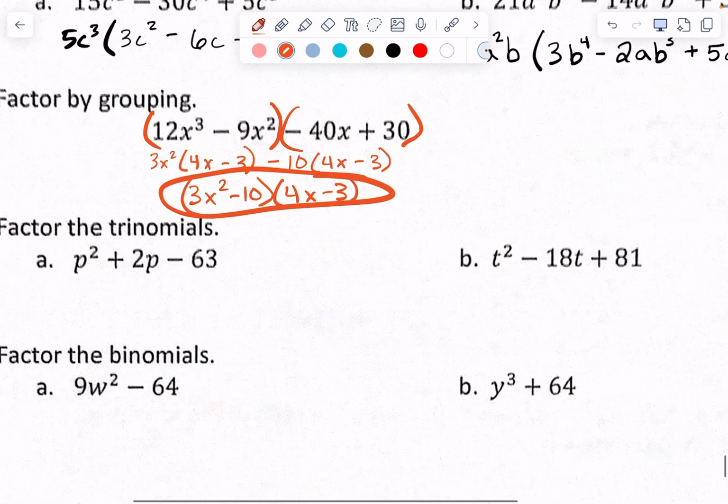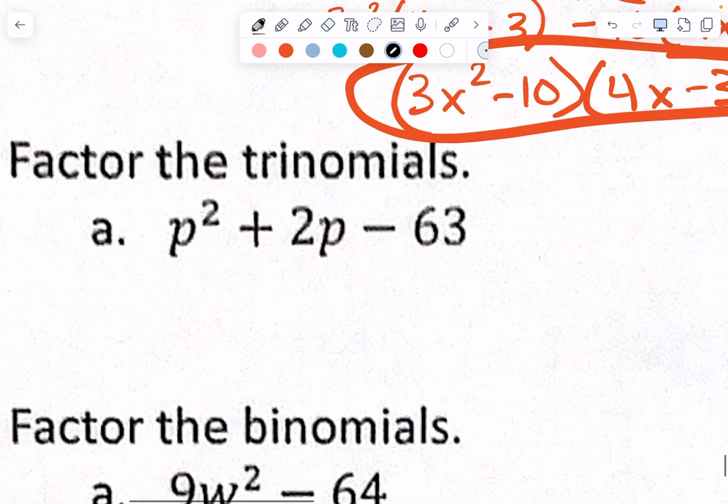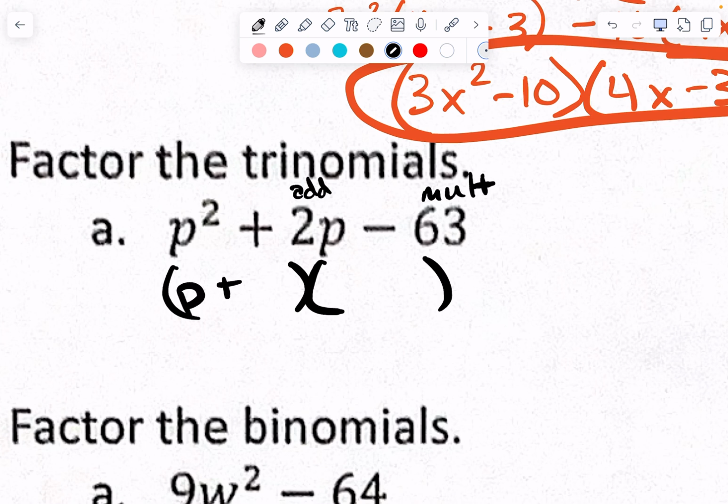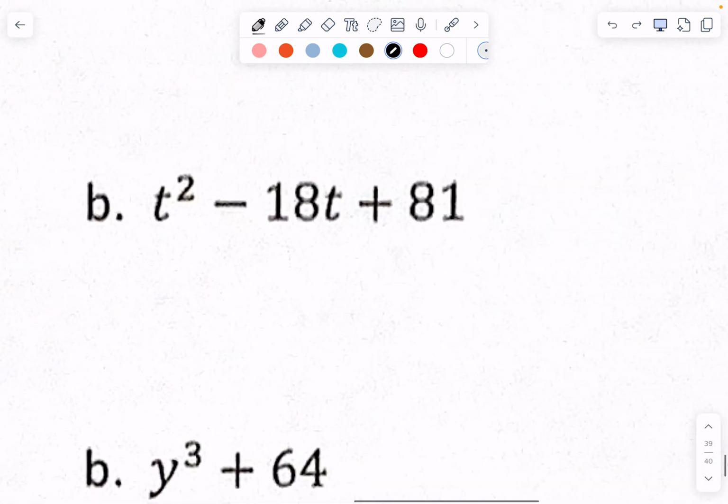For number 3? Well, most of these are all trinomials. What do I do for number 3, part A? It's a simple trinomial. Multiply to get 63, add to get 2. What's that? 9 and 7. Positive 9, negative 7. And we don't set it equal to 0. How do you know when you set it equal to 0? There's an equal 0 on the end here. If there's not, you're just factoring. Okay, the other one.